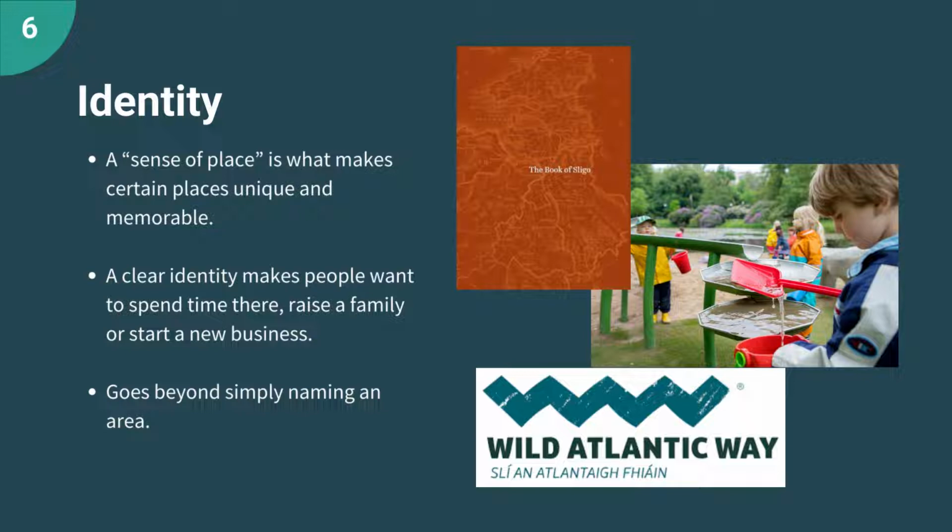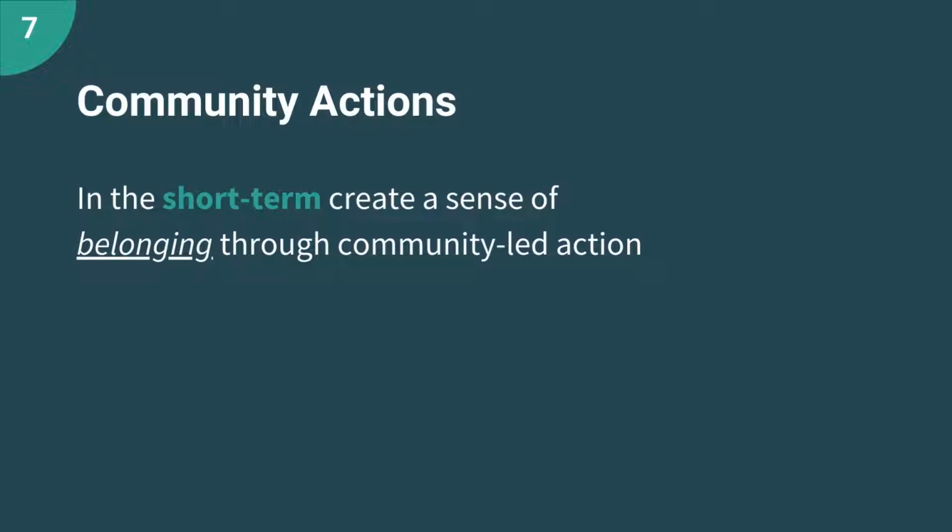The publication of the book of Sligo is a good example of a local project that tapped into the importance of place. Similarly, the Wild Atlantic Way, although it is a marketing example, gives the idea of the transformative power that comes with identity and place. But identity goes beyond simply naming an area, and this brings us to the actions that make up the community plan. These are suggested across short, medium and long-term cycles.